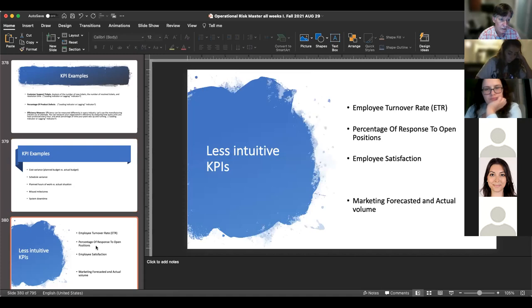And then there are less intuitive KPIs. The employee turnover rate. The higher the turnover rate, the more mistakes are made. Whether you can hire people, percentage of responses to open positions. Companies have risk now because people aren't applying for jobs because, until recently, they were making as much or more money on the stimulus checks. So if you don't have adequate staffing, naturally that's a risk. Employee satisfaction relates to the employee turnover rate. Marketing forecast and actual volume. I'm just going to get rid of that one.